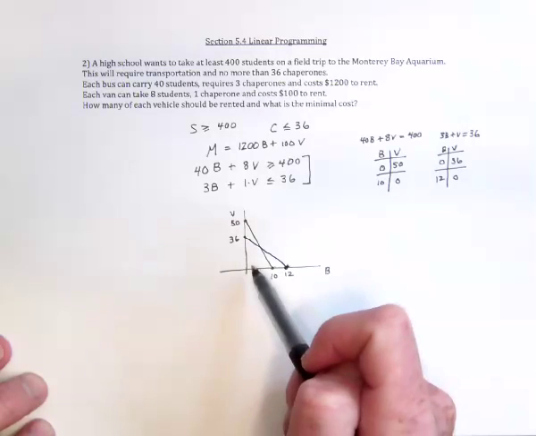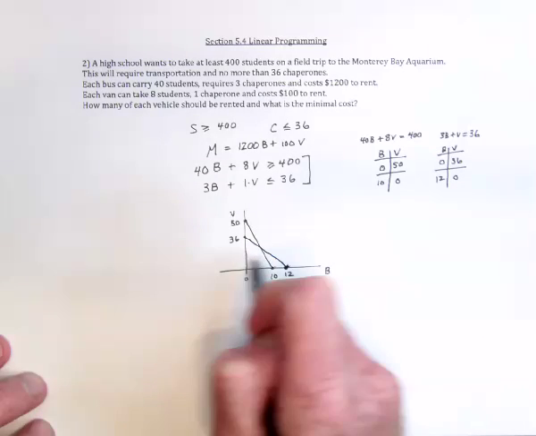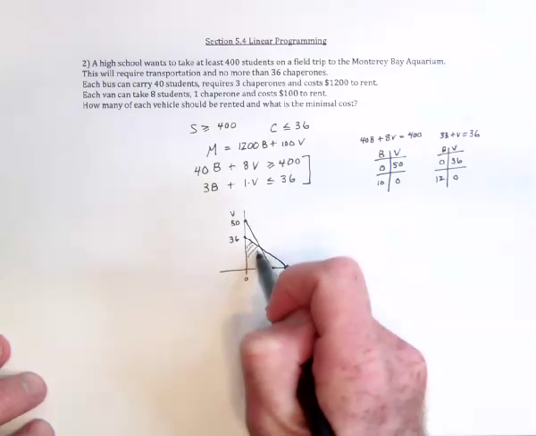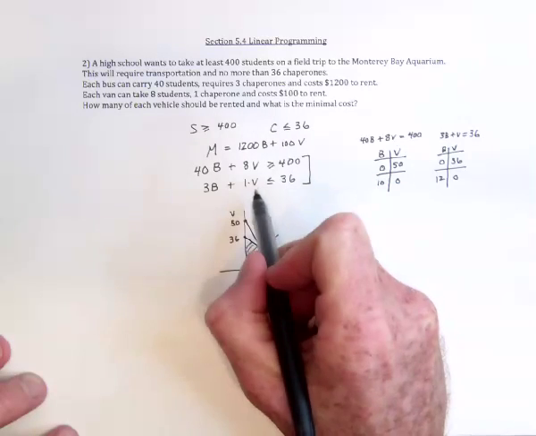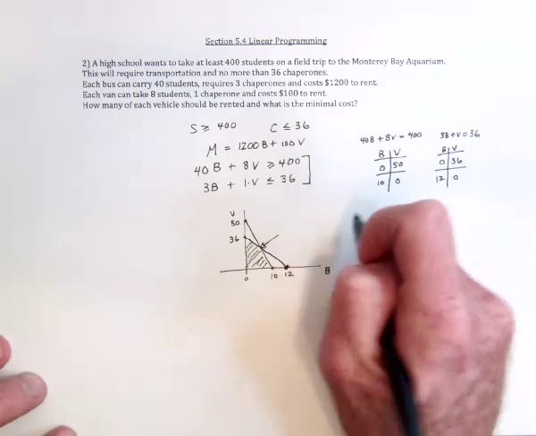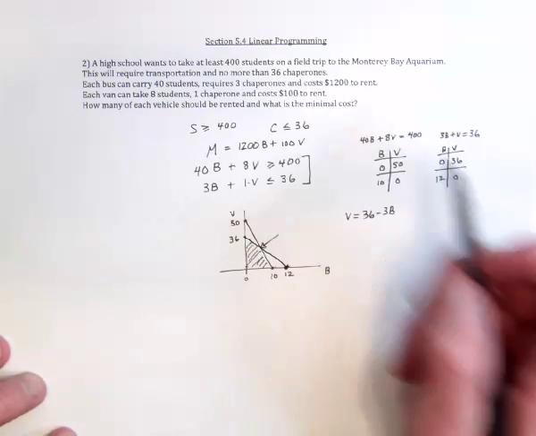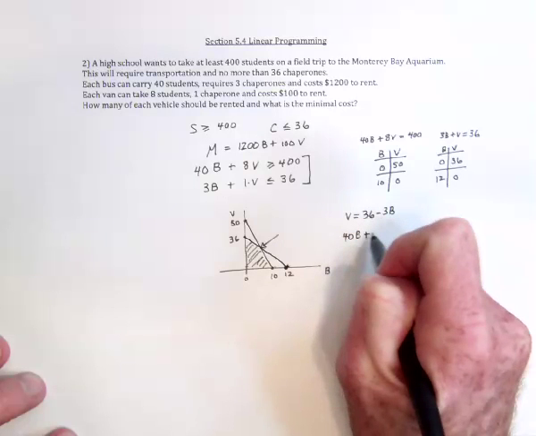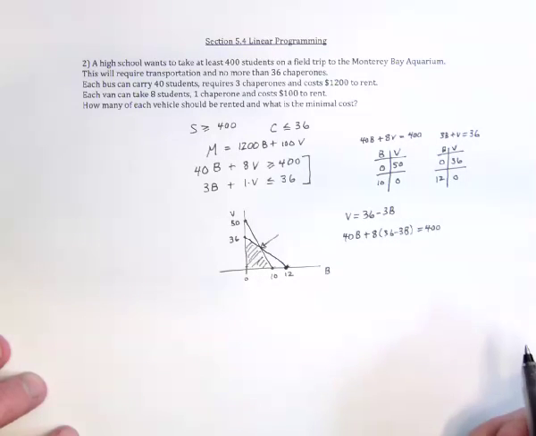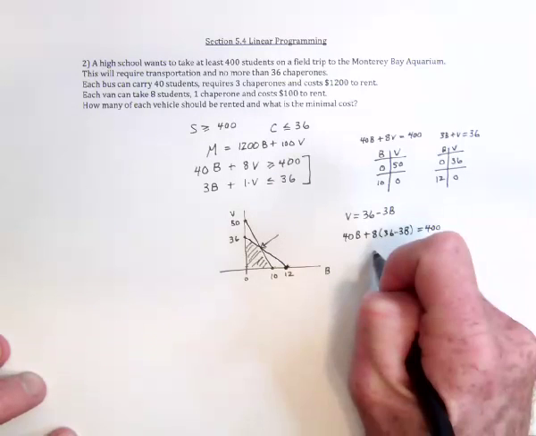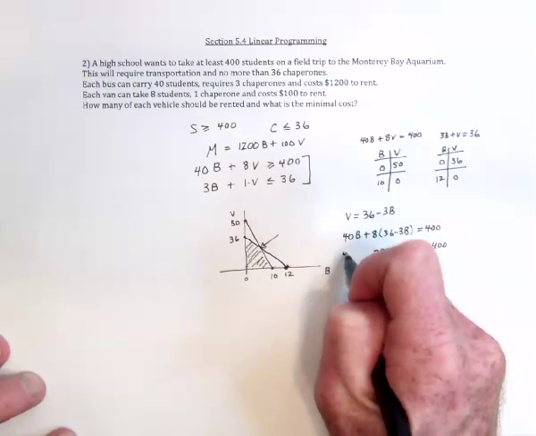And then the region is going to be between 0 and 10 in here, and 0 to 36, so it's going to be this region in here. Consequently we need to know where those two lines intersect. So in this equation, maybe I should use this one, solve for V. So V is equal to 36 minus 3B, and then substitute that into this equation. So 40B plus 8 times the quantity 36 minus 3B equals 400. Now distribute: 8 times 36 is 288, and then minus 24B, the 400 still there, and the 40B at the beginning is still there.